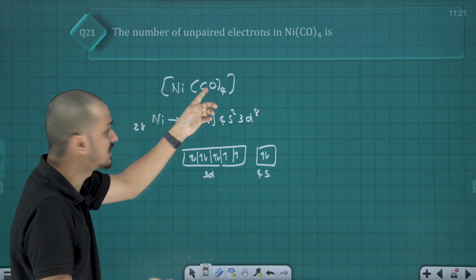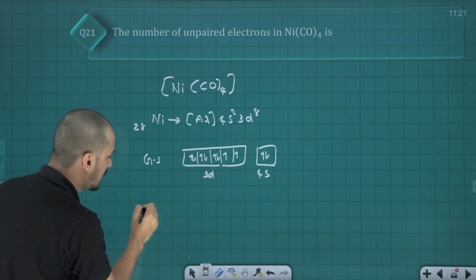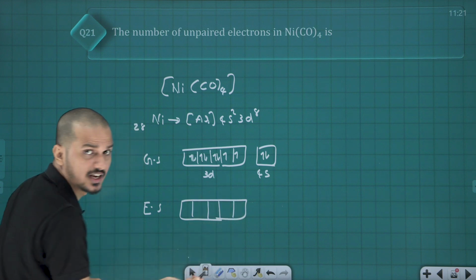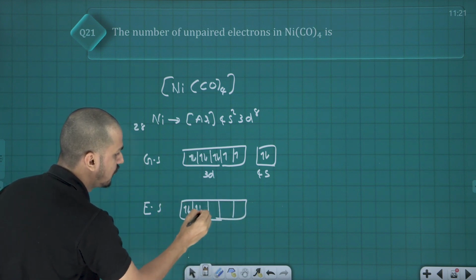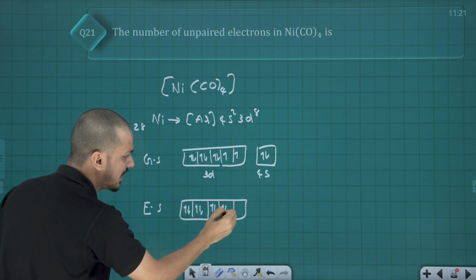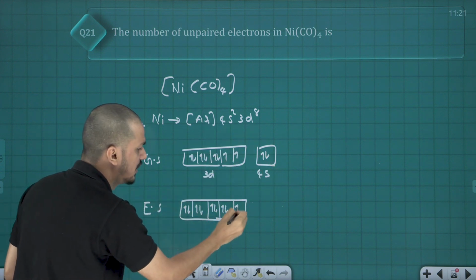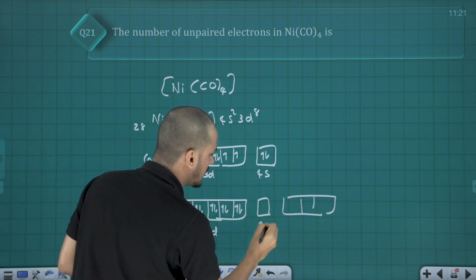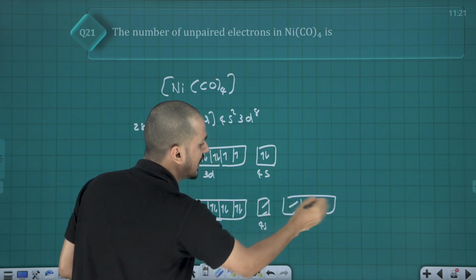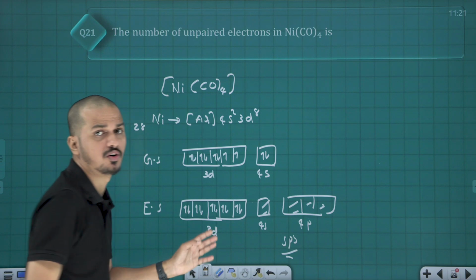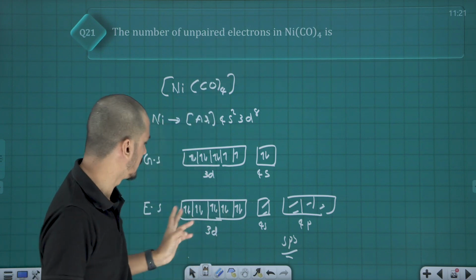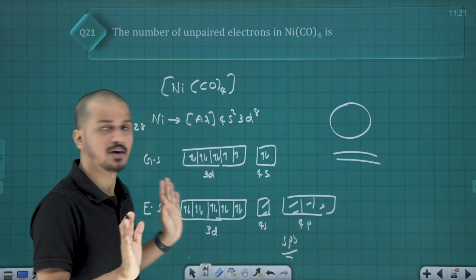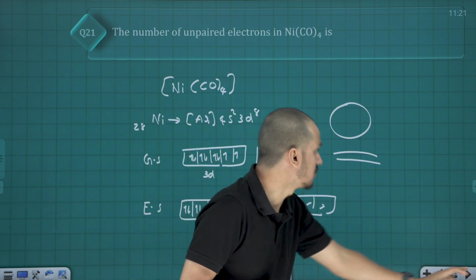In the excited state, whenever carbon monoxide approaches, excitation takes place. Carbon monoxide is a strong field ligand, so pairing will take place: 2, 4, 6. The 4s electrons also will shift to 3d. Then the 4s and 4p will form sp3 hybridization. Anyhow, how many unpaired electrons are there? 0 unpaired electrons. So 0 is the answer. Correct? Yeah. We can go to the next question.